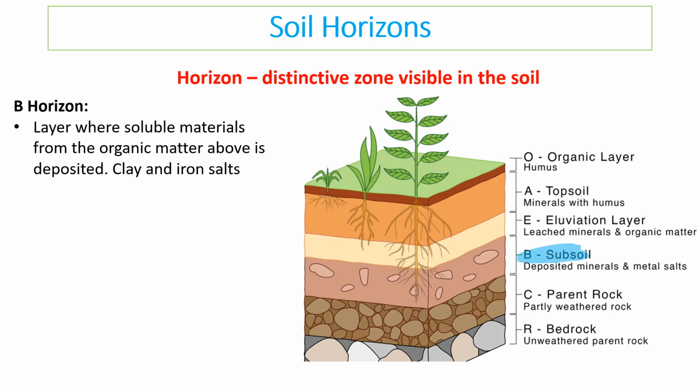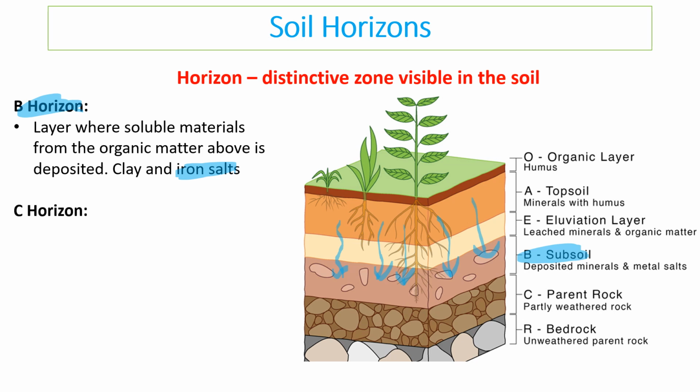And the B layer is the layer where soluble materials from organic matter above become deposited. So what we're saying here is the soluble materials sort of come down. Soluble means it can dissolve in water, so they come down in the water into this layer here. And this includes clay and iron salts, so metal salts are often the thing here.